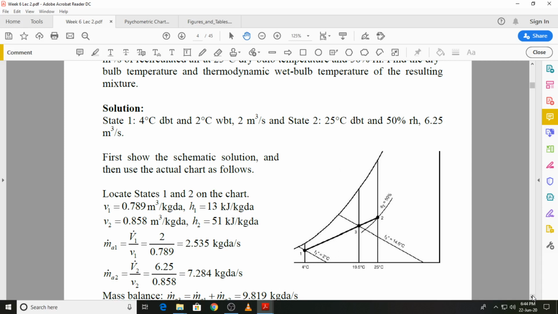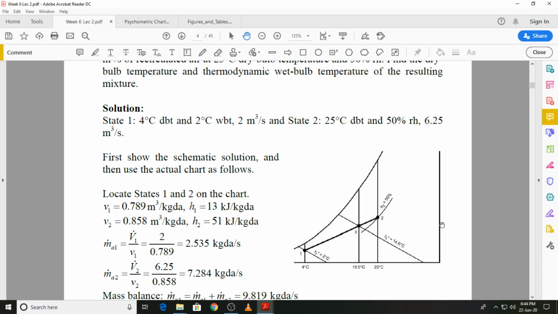Once you have identified that process, sketch it on a psychrometric diagram. I'm saying sketch it. Do not directly go to the psychrometric chart, but first sketch it. Make sure you label it properly, which state you are representing as state 1, which is being represented as state 2. It's up to you, but it should be clearly identified on your sketch. Once you have done that, then you can go on to the psychrometric chart and find out the actual values.